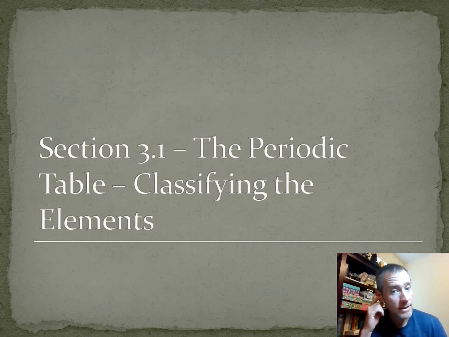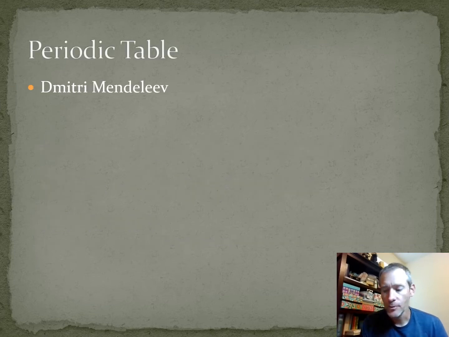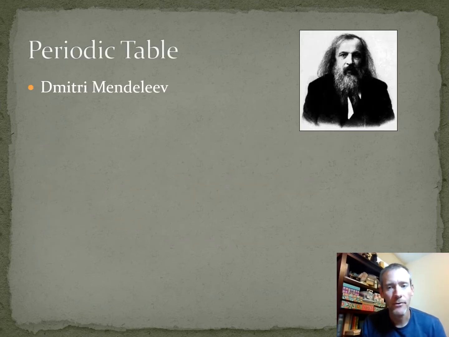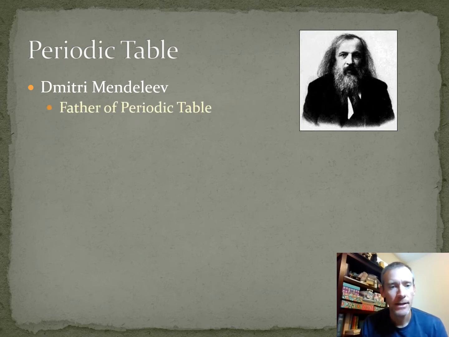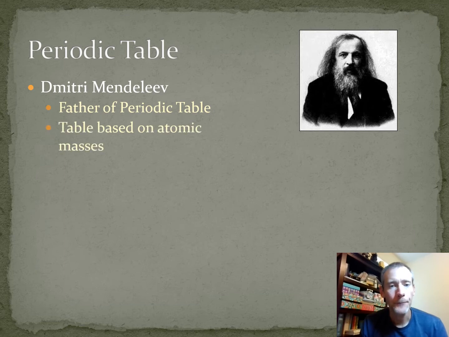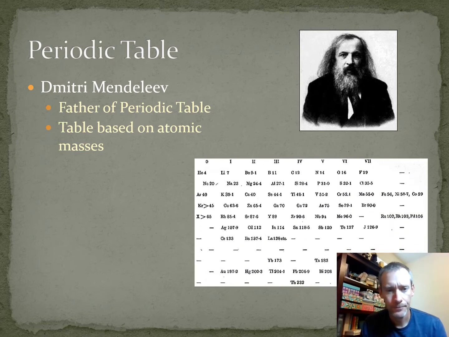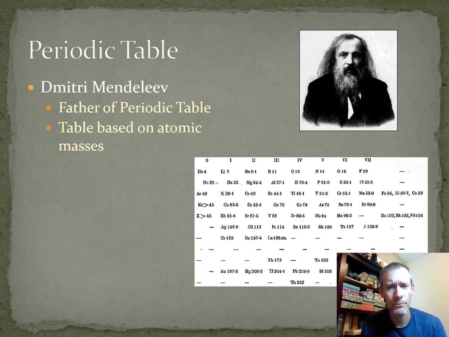So, first thing is classifying elements, the periodic table. The first person who's considered the father of the periodic table is Dmitry Mendeleev, and yes, he has his own element named after him. He based the table on their atomic mass. So he basically put them in order by their mass. And this was the original periodic table.